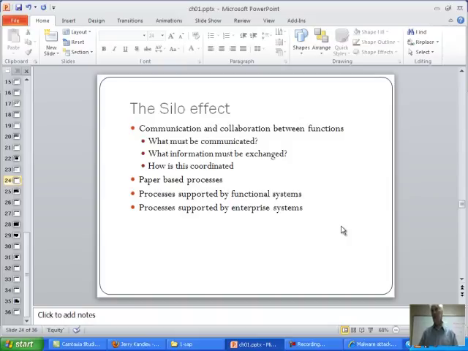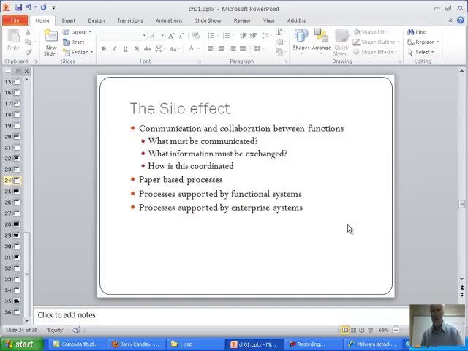The problem is what they call the silo effect. You know what a silo is on a farm? Everything is contained in a kind of narrow structure. So the communication between the different areas sometimes would break down. Certain information has to be exchanged, and it was a challenge to coordinate this because maybe the manager of the warehouse somehow doesn't really like the manager of the purchasing department, and things like that.